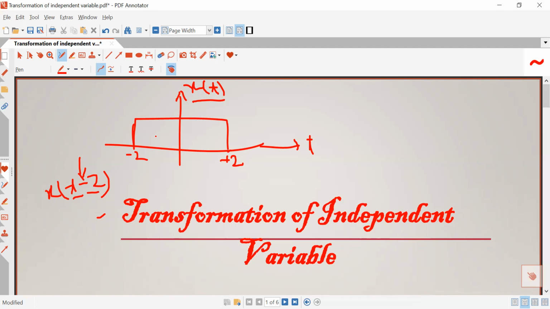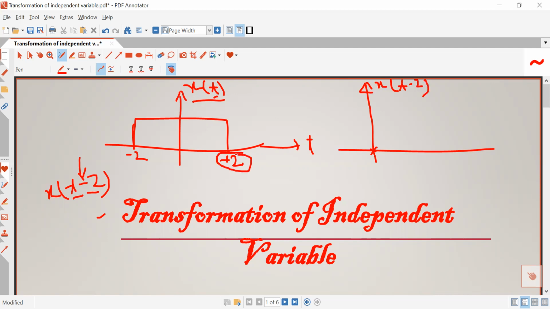So there are two ways in which the question can be asked. One: if x(t) is this, then draw x(t-2). The second way is: shift this signal by 2 units in the right direction. How will you do this? Can you shift the signal? Yes, you can shift the signal just by replacing t. If you want to shift the signal by 2 units in the right direction, then you have to replace t by t-2.